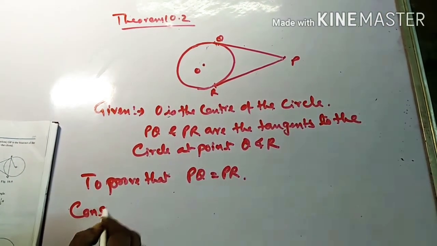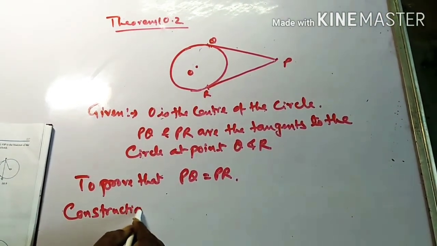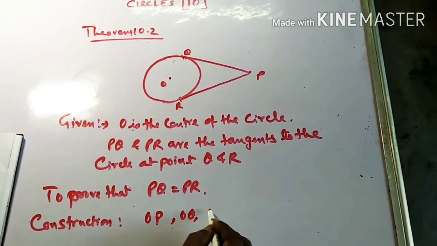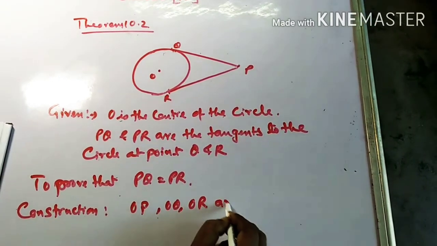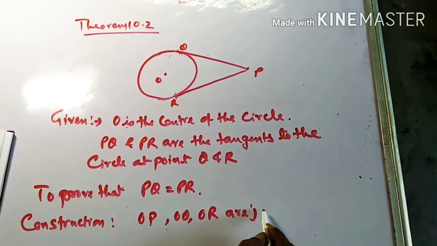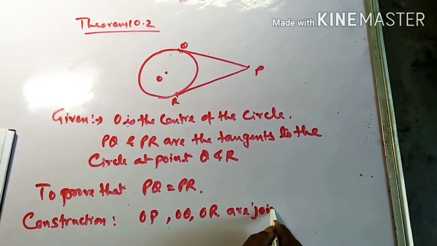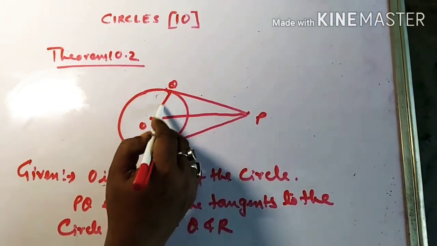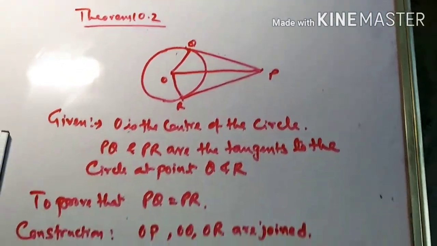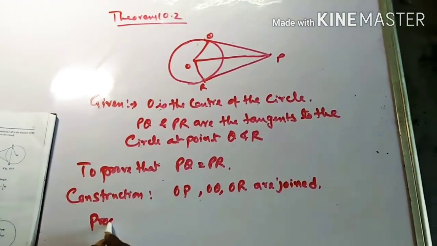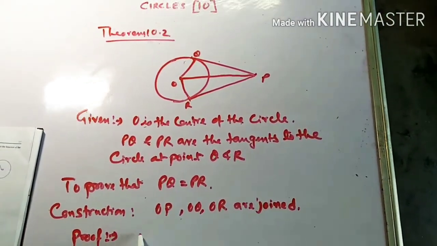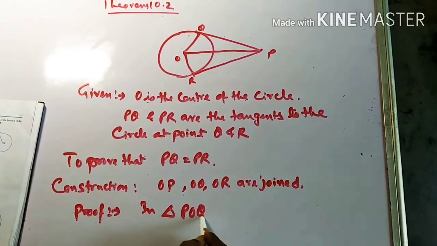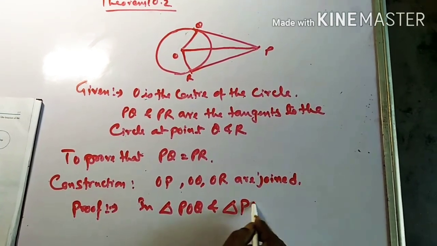Now, the construction: OP, OQ, OR are joined. This is the construction. Now the proof. Let us take two triangles, triangle POQ and triangle POR.